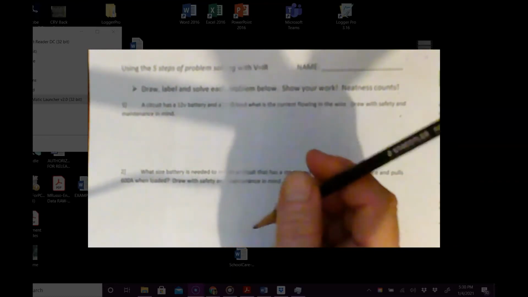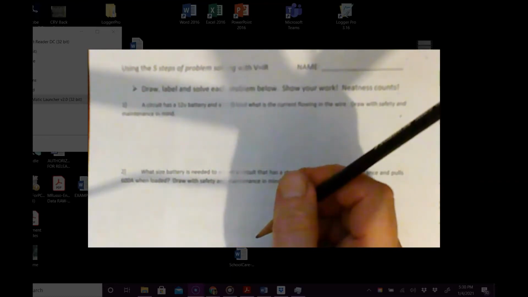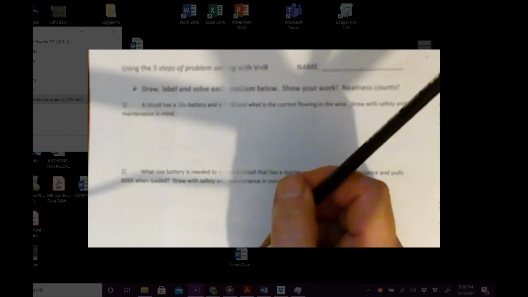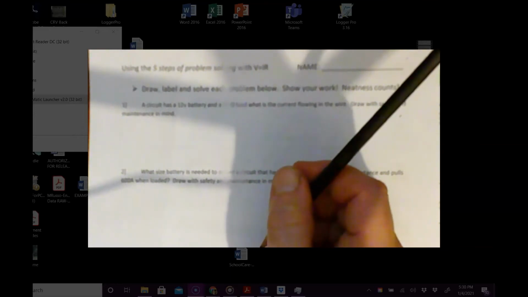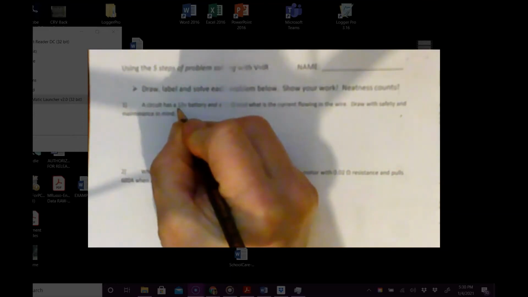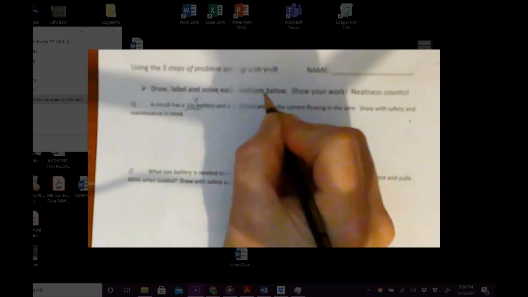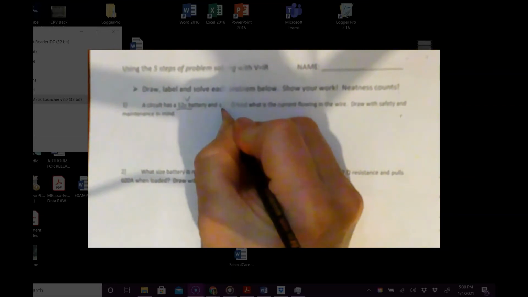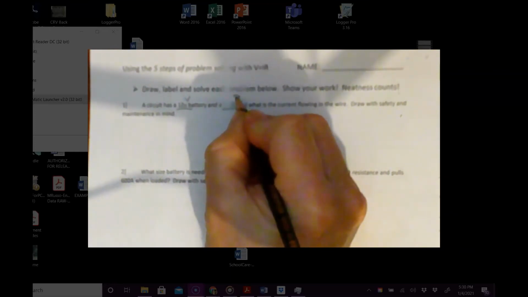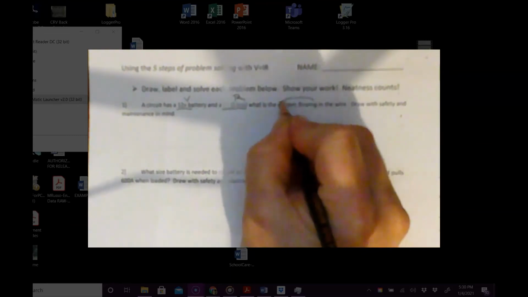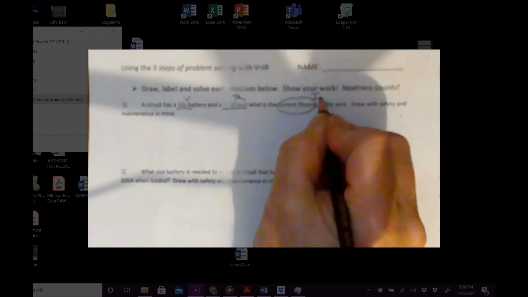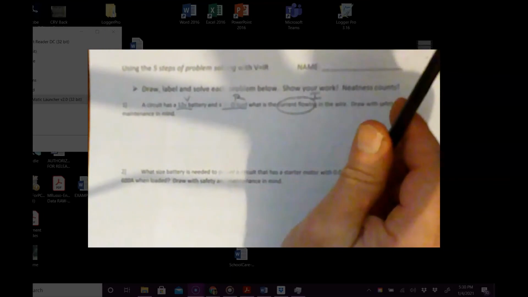All right, a circuit has a 12-volt battery, a 24-ohm load. What is the current flowing in the wire? Draw this with safety and maintenance in mind. Well, okay, so let's just start. Underline what I know. There is my voltage, right? It's got a 24 ohm load. That is my resistance. What is the current? That is the unknown. What is the amperage? Draw with safety and maintenance.